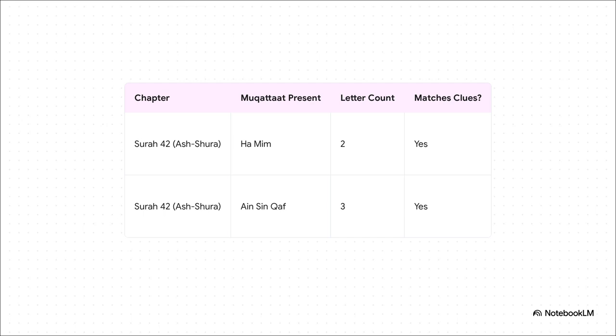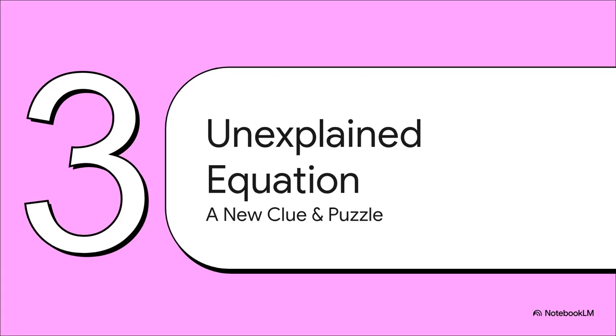It is the only chapter in the entire Quran that begins with 2 separate sets of these disconnected letters. The first set, Ha Mim, has 2 letters. The second one, Ain Sin Qaf, has 3. It literally mirrors the 2 numbers, 2 and 3, that we just multiplied together to get here. But wait, there's more. The pattern doesn't stop there. The next layer introduces one last key number, and this is where we run into a fascinating little puzzle that the researchers themselves are quick to point out.